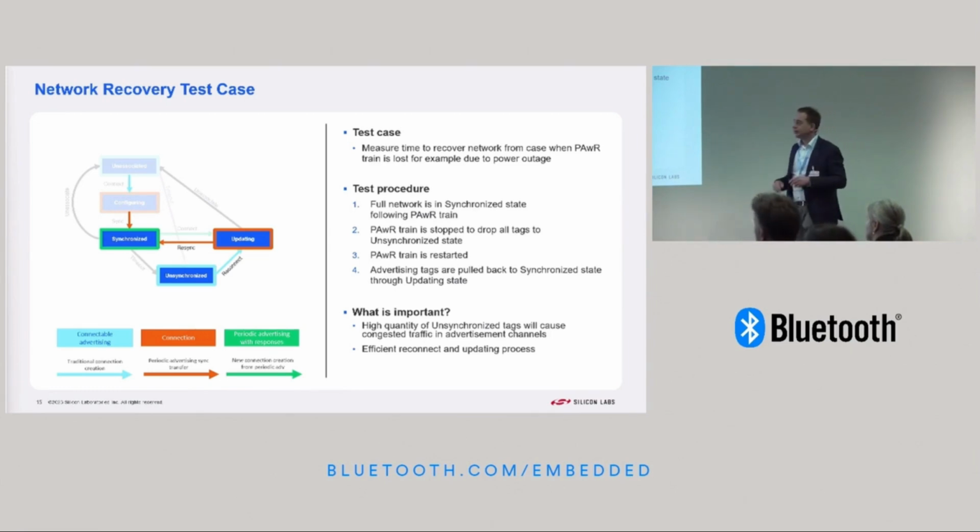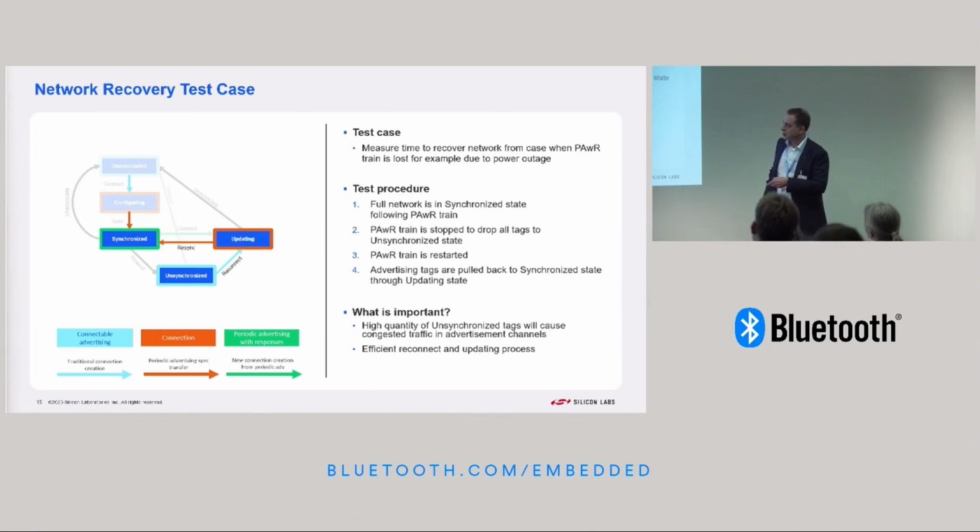In this test case, we start from here again. Everything is running smoothly in synchronized status, but then we pull the power from the access point. We wait for the timeout. All the tags are in unsynchronized status, and every tag starts to advertise again. There are hundreds of advertising tags concurrently on air, so if you looked at the RF, it would not look that nice. It's a messy RF: you have 3 advertisement channels and hundreds of devices shouting.